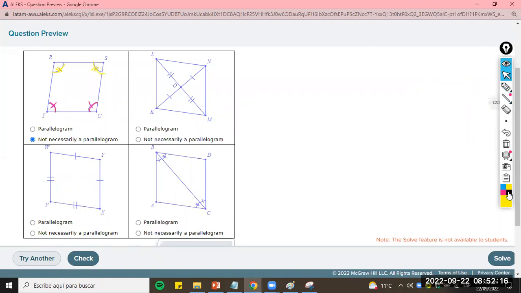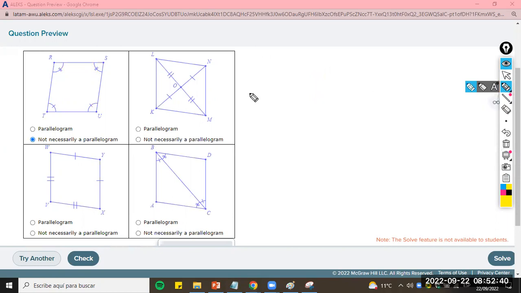Why not? Because it can be this way. It can be this way, for example. These two angles are congruent and these two angles are congruent, and this is not a parallelogram because this side and this side are not parallel. Okay, let's look at the other one.